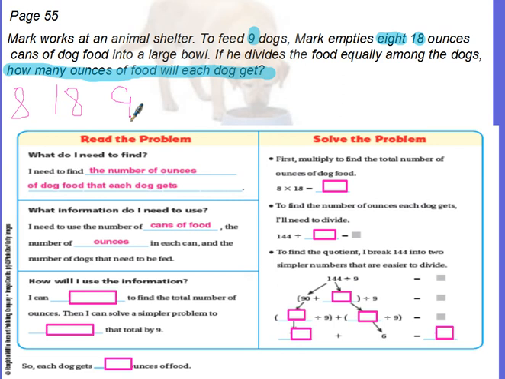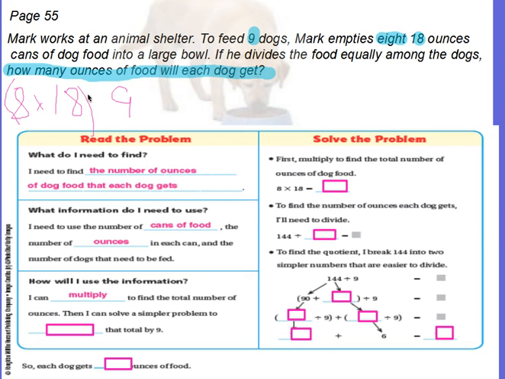I'm not sure yet, but now I have this information. How can I take this information and what should I do with it? Well, the first thing I know I need to do is figure out how many ounces I have if I have 8 cans. I have an equal amount of ounces in each, so I can multiply. I'm going to do that first, so I'm going to put that in parentheses.